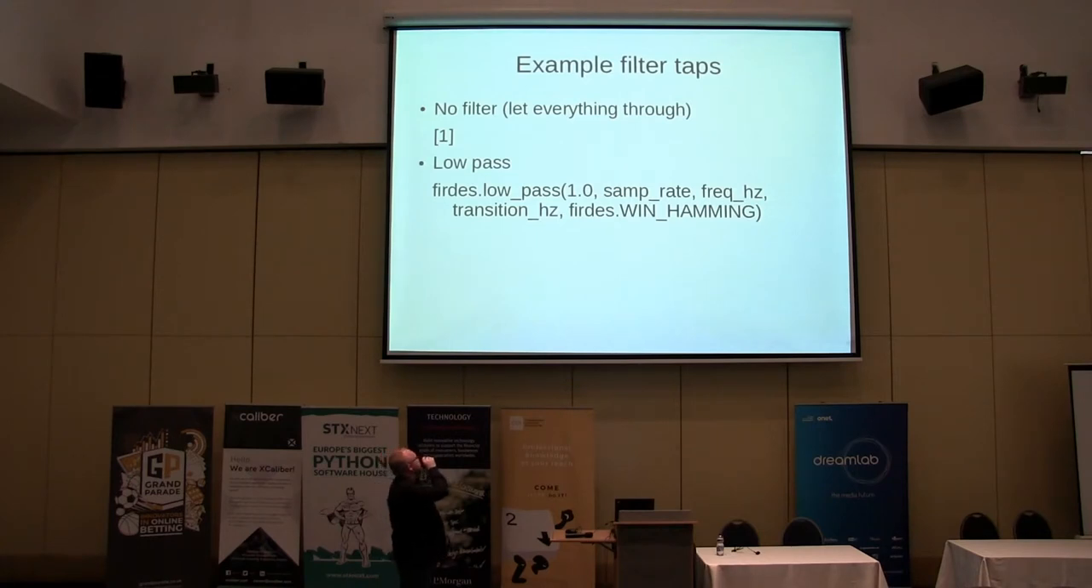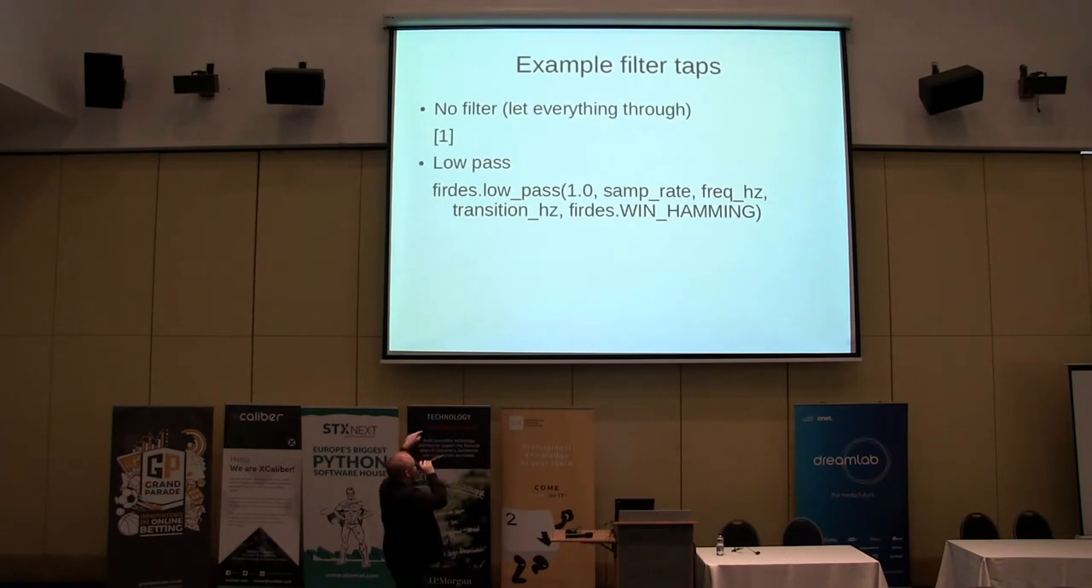So to explain the function, you have the gain, which in this case is 1. You have the sampling rate, which you got from your source. In our case, it was 1 megahertz. You have the frequency that you want to cut off on. So for example, in this case, it's a low-pass filter. So if we put in, I don't know, 16,000 hertz, it will cut off everything that's above that frequency.